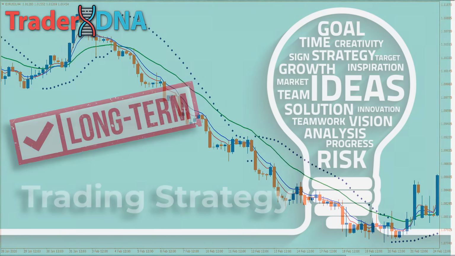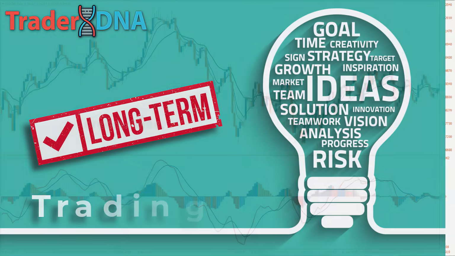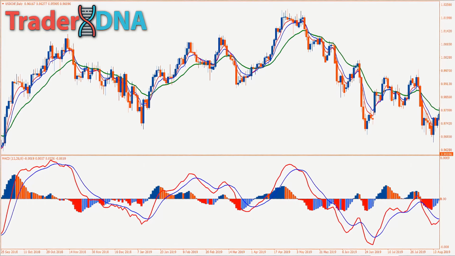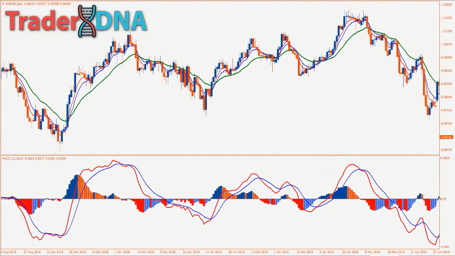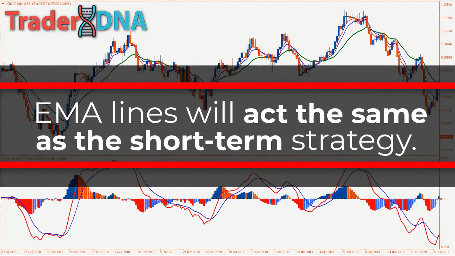The long-term trading strategy. We use MACD in combination with 5, 8, and 13 EMA lines in our long-term trading strategy. EMA lines will act the same as the short-term strategy. This strategy works fine in any time frame chart.